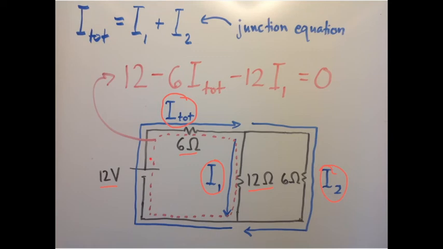So I write 12 for the battery, minus 6 I total for the 6 ohm resistor, and then minus 12 I1 for the 12 ohm resistor.